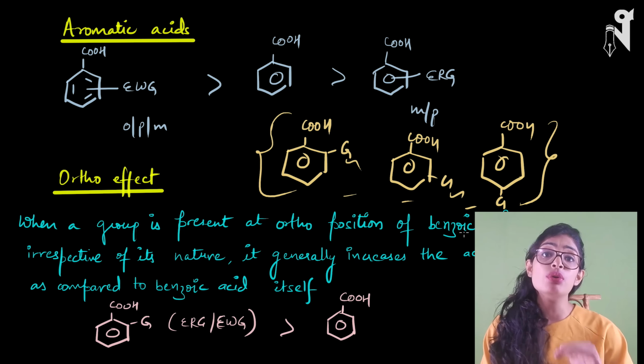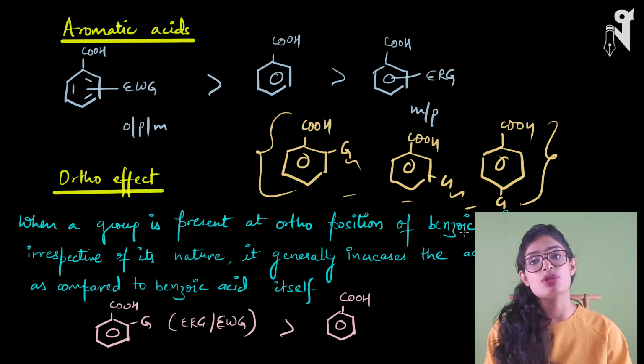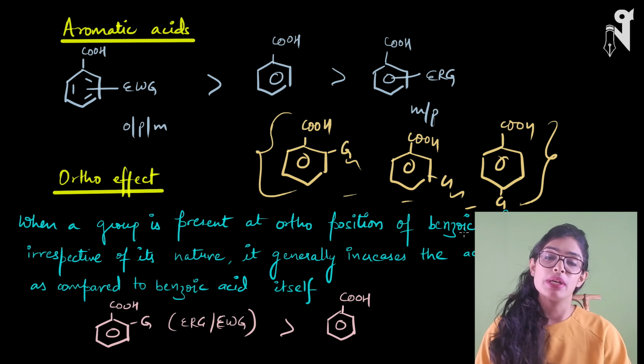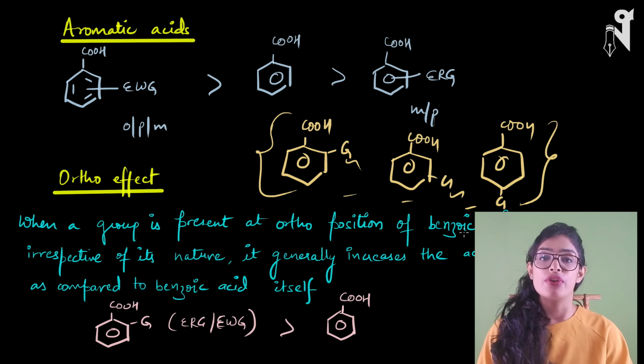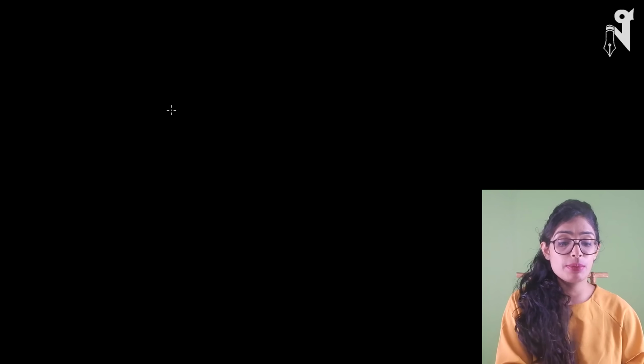And before we understand the ortho effect, I will explain what steric inhibition of resonance is, which is a broader concept, not only specific to benzoic acid, but applicable to any functional group which is sterically hindered. So let's understand the steric inhibition of resonance, and then I'll come to the ortho effect. Now let's talk about steric inhibition of resonance. Let me just write it over here.